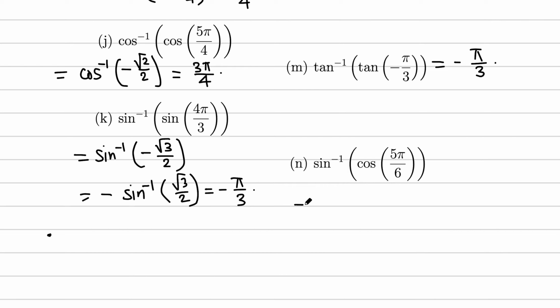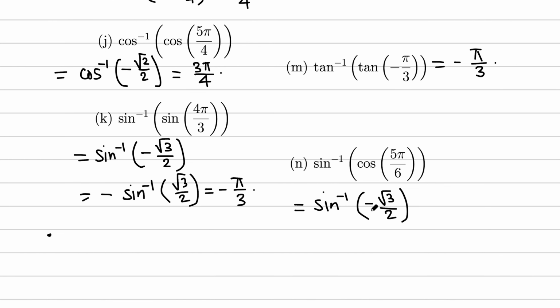Okay, we can't cancel. So sine inverse of, what is the value of cosine pi over 6? Now we need to look at the unit circle, angle pi over 6. Cosine means x coordinate. So pi over 6, second quadrant, and the x coordinate, negative root 3 over 2. So cosine pi over 6 has value negative root 3 over 2.